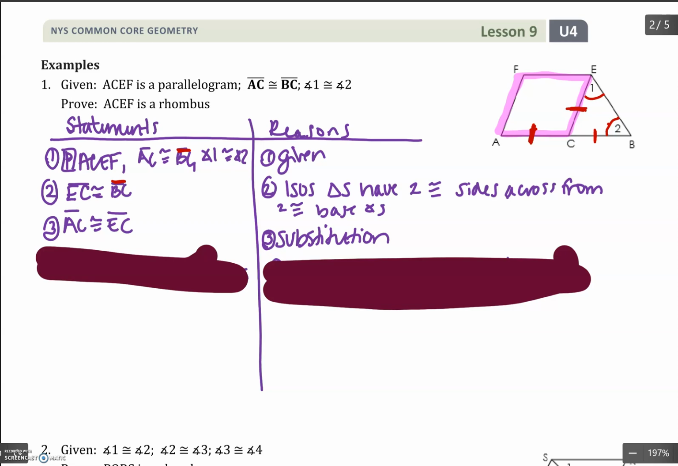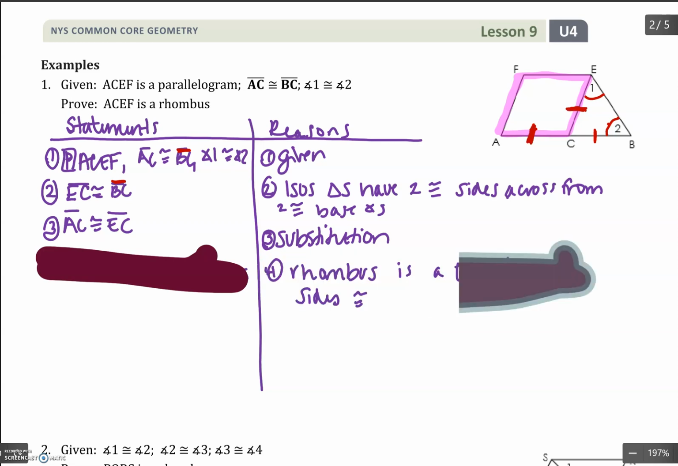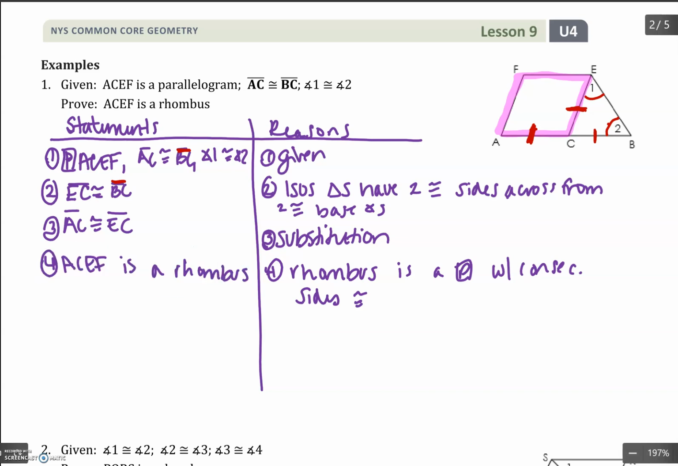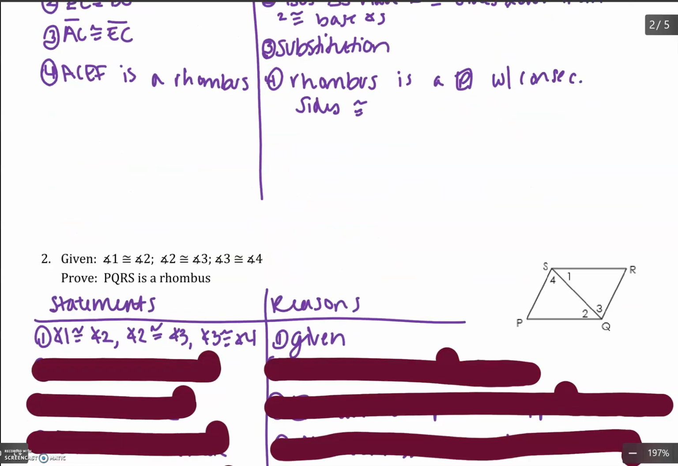Now those are both sides in my parallelogram. Parallelograms normally only have opposite sides congruent, but this one has the ones next to each other. Those are called consecutive sides. So a rhombus is a parallelogram when the consecutive sides are congruent, like here. So we now have a rhombus because our parallelogram doesn't just have opposite sides congruent, it has consecutive sides congruent.